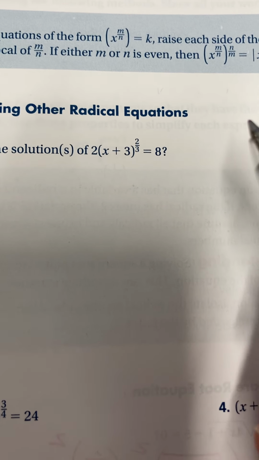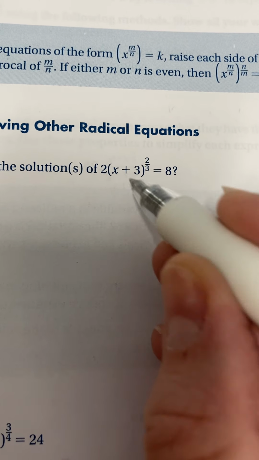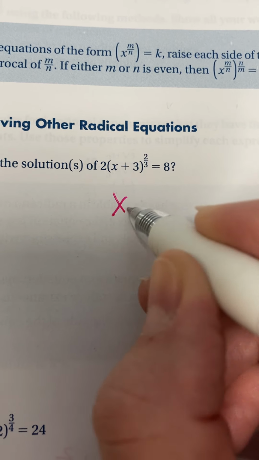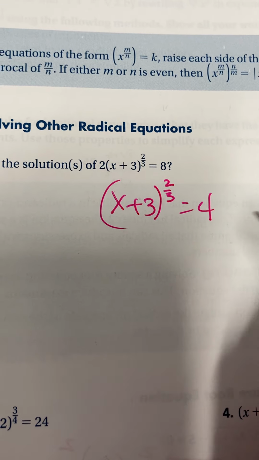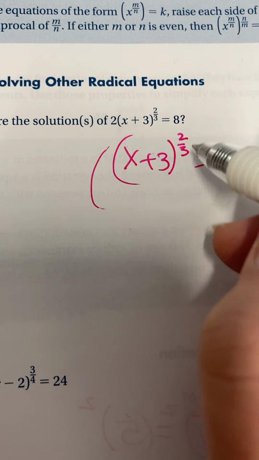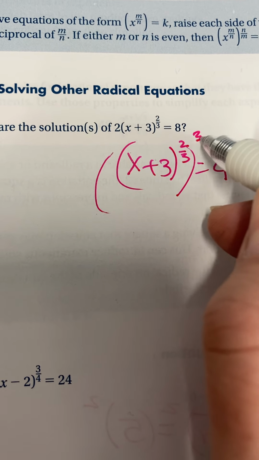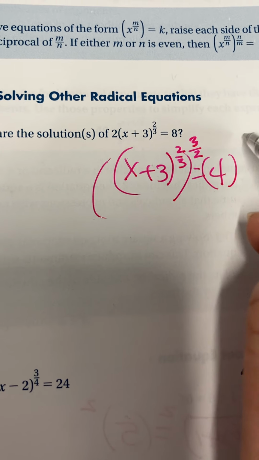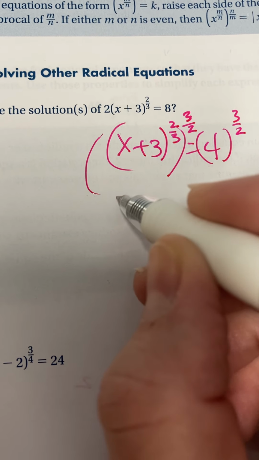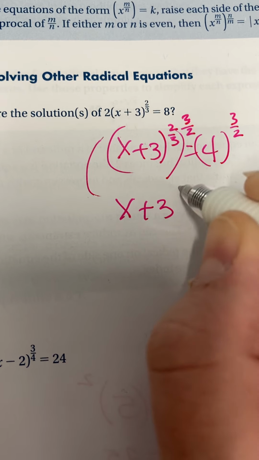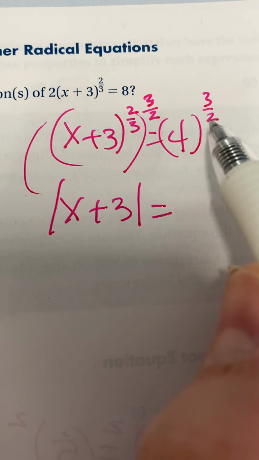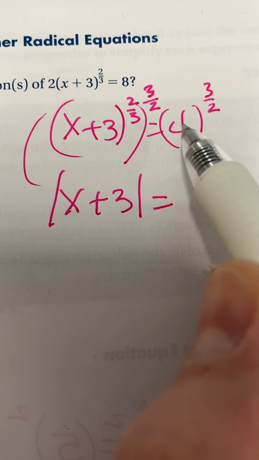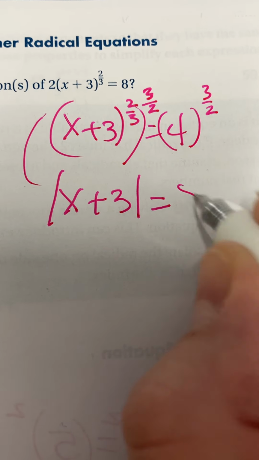All right, so the first thing you're going to do is go ahead and divide by 2. All right, now when you multiply by the reciprocal, which is 3 over 2, you get x plus 3 equals, now this is where we worked last section, you're going to take the square root of 4, which is 2, and 2 to the 3rd power is 8.